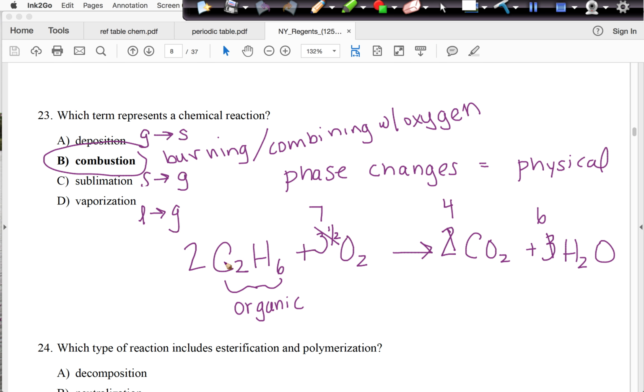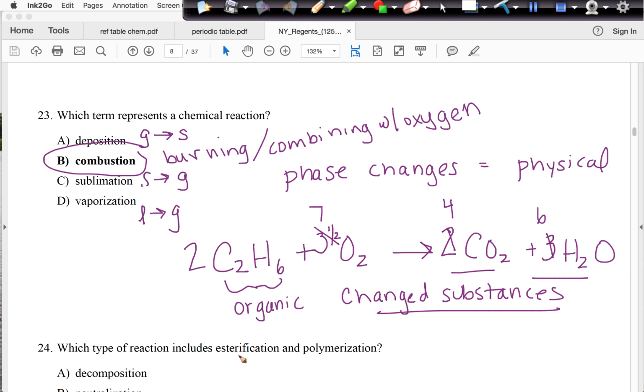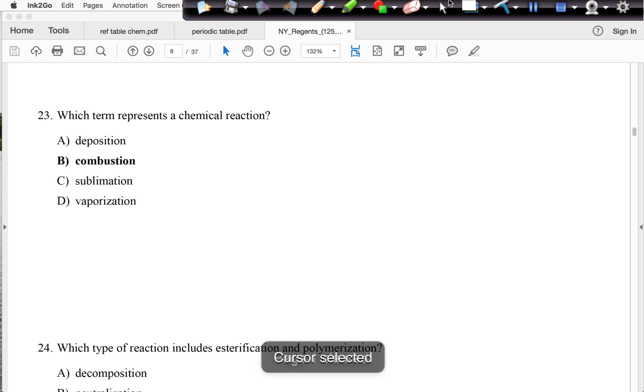This reaction goes from ethane, which is C2H6, plus oxygen, which is O2, to carbon dioxide and water. We've changed what substances we have, and by changing what substances we have, that makes it a chemical reaction.